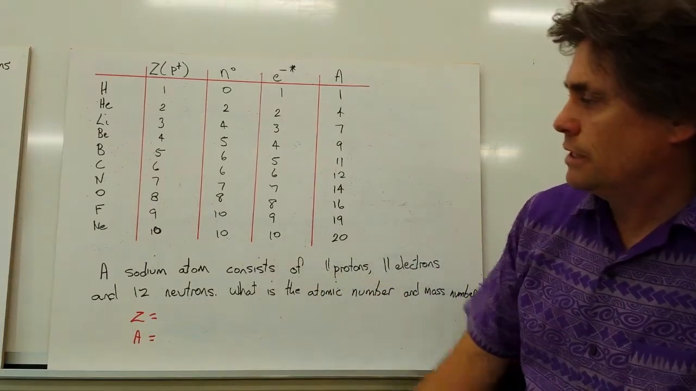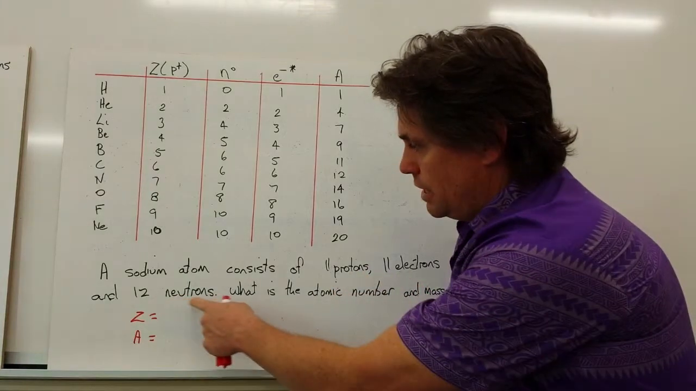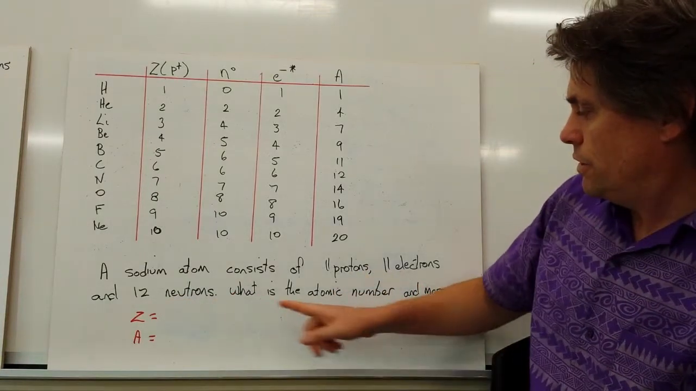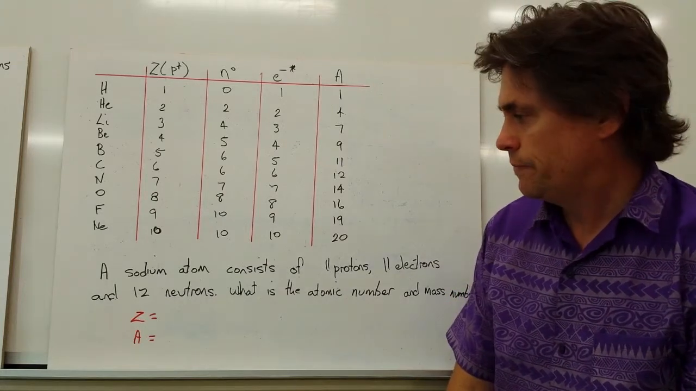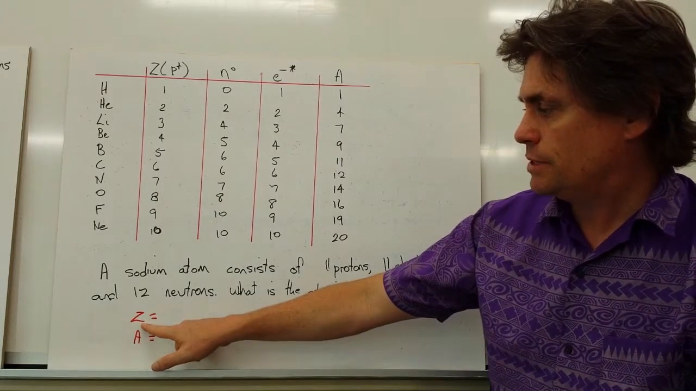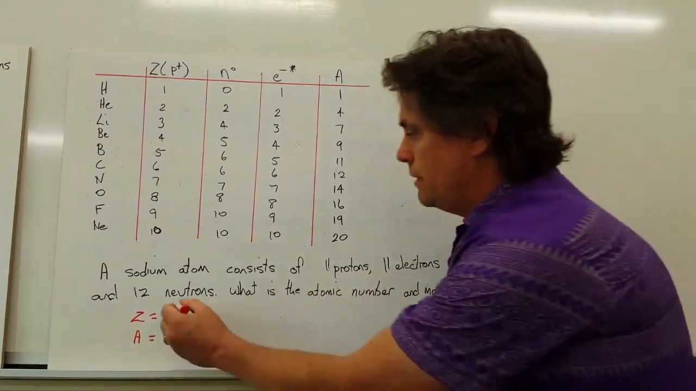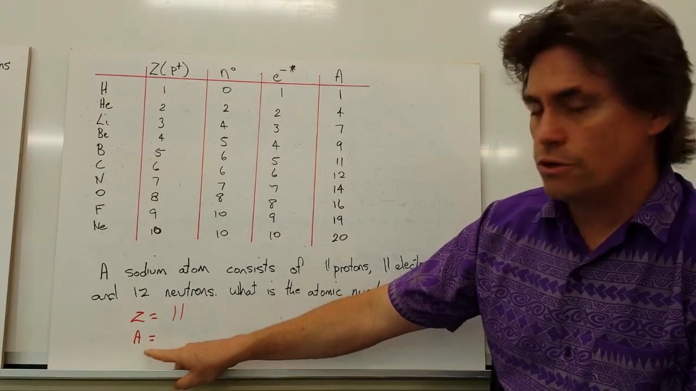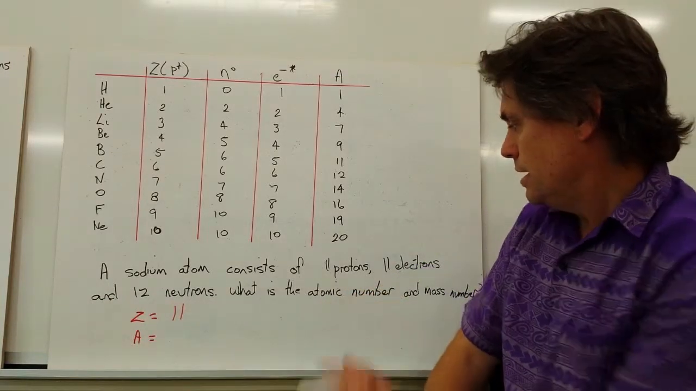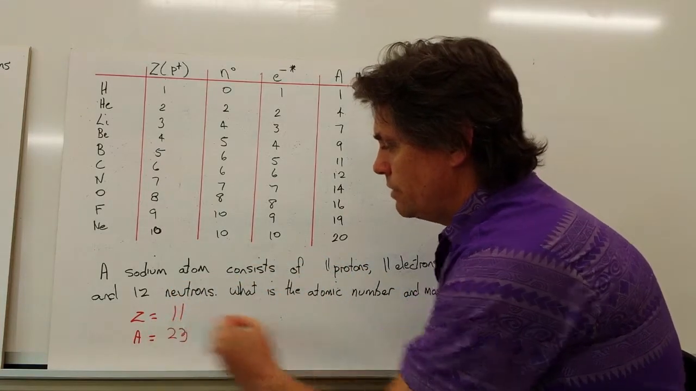So I've got a little question like this. A sodium atom consists of 11 protons, 11 electrons and 12 neutrons. We want to know the atomic number and the mass number for sodium in this case. Well, our atomic number, as we said before, is equal to the number of protons. So in this case we have 11. And our mass number is equal to the number of protons plus the number of neutrons. So we have 11 plus 12 gives us 23.